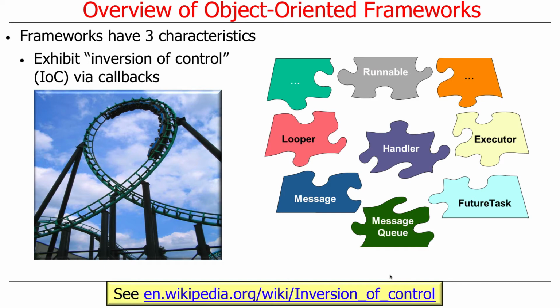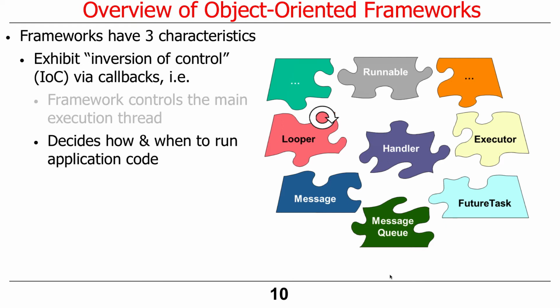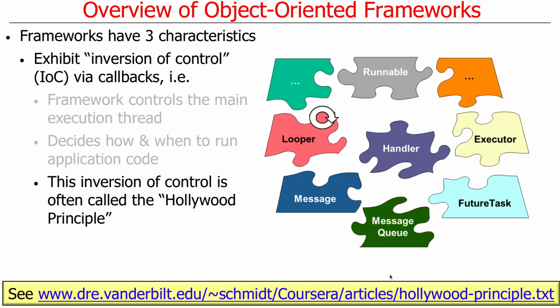The first characteristic is inversion of control, or IOC, by callbacks. So what is inversion of control? The framework controls the main execution thread or threads. In the case of Android, it's the user interface thread. And then the framework decides how and when to run application code. What are the circumstances under which this code will be run? We'll see lots of examples of that very shortly.